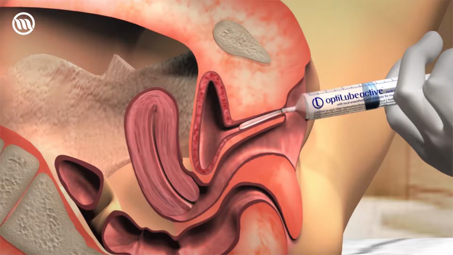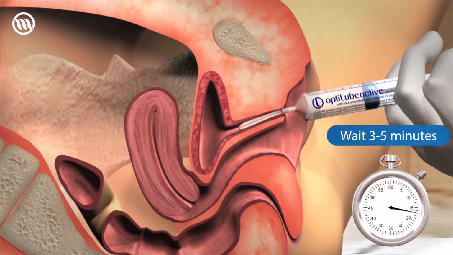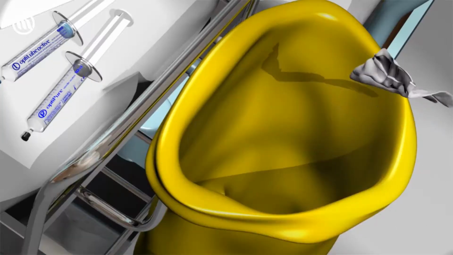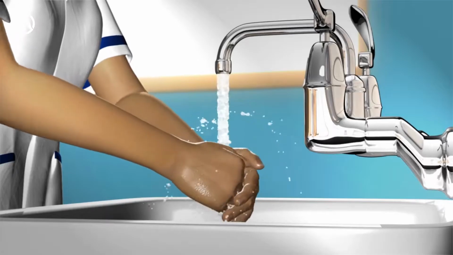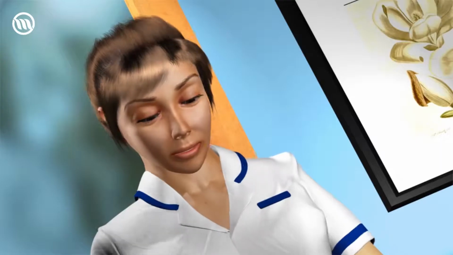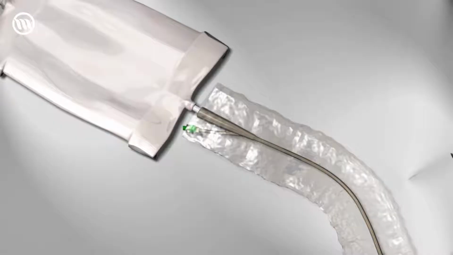If using a gel with local anaesthetic, wait for 3 to 5 minutes before inserting the catheter. You may have to hold the syringe in place to prevent the gel from leaking out while you wait. Remove the gloves. Wash your hands or use a suitable cleansing gel. Then put on another pair of sterile gloves, depending on which procedure you follow.